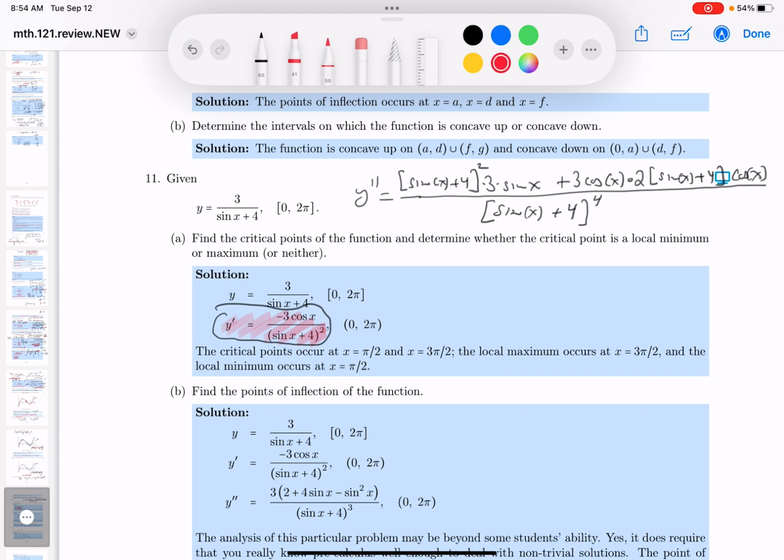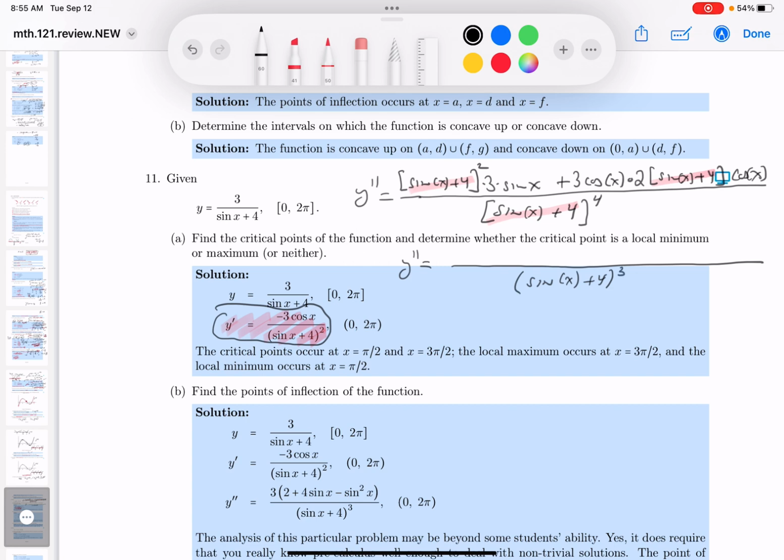And before I do anything, I notice that there's a lot of these factors around. And what I'm going to do is divide one of them away. So write this over here, y double prime. I'm dividing the top by sin x plus 4 and the bottom by sin x plus 4. What do you get in the bottom? You get sine x plus 4 cubed.